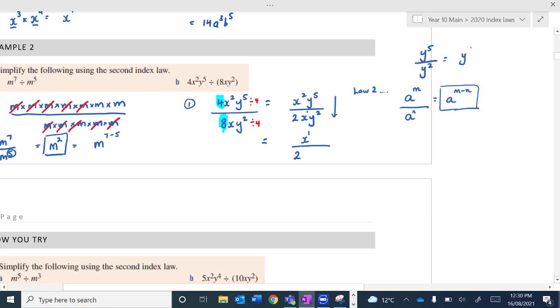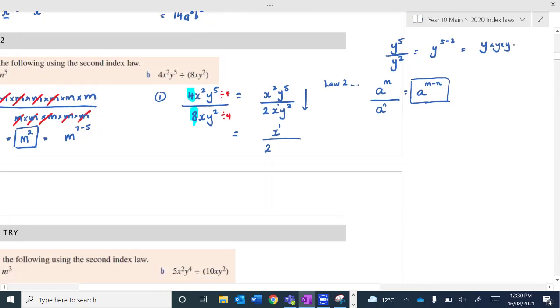Well, that's y to the power of 5. Subtract 2, or if you're really struggling, you could go, okay, well, that is this. So that's going to be y times y times y. There's 5 y's and there's 2 down here. 2 of them cancel. Look at that, y to the power of 3. So that is y to the power of 3, and it's there.